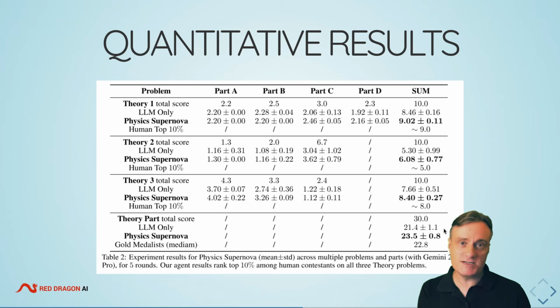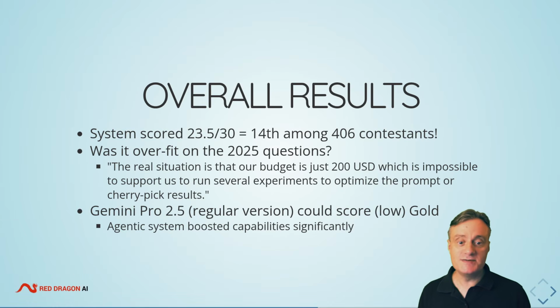They know about the error bars because they ran it 5 times. They also know that the human gold medalists had a median score of 22.8. And so by using their Agentic system on top of Gemini Pro, they've moved from 21.4 to 23.5, essentially bumping themselves up into the upper half of the gold medal winners, which is super impressive. So overall, the system is scoring 14th among the 406 contestants. Now this is after the national selection stage, so this is the top 5 people from each nation.